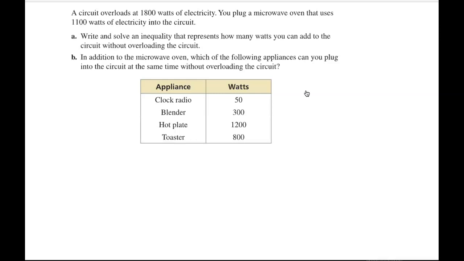Okay, so important things. What do we need to know out of that paragraph? How many watts? What is it that will overload it? What number will overload the circuit? 1,800, right? 1,800 watts of electricity, you'll overload the circuit. So if you plug a microwave oven that uses 1,100 watts into the circuit, we have to write an inequality that represents how many watts you can add to the circuit without overloading it.